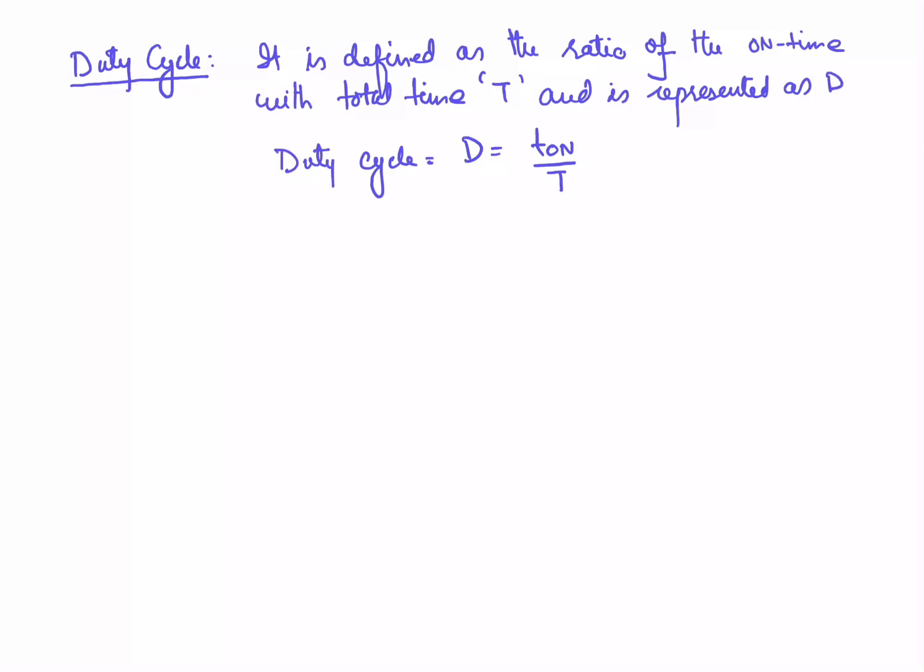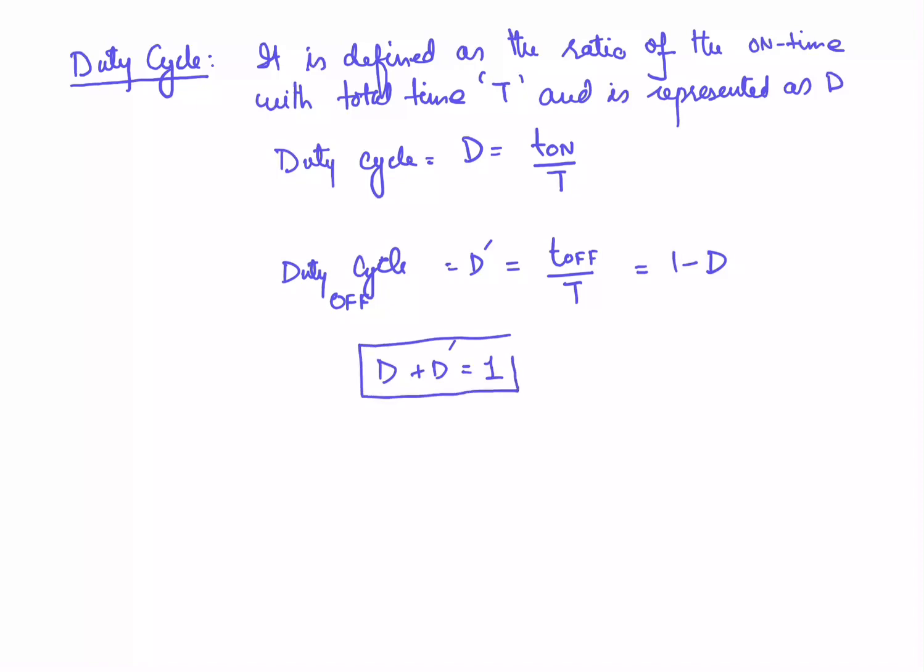Okay, so here is the definition of the duty cycle. It is defined as the ratio of the on time to the total time and is represented as D. So duty cycle is equal to T on by T, that is the on duty cycle. And if I talk about the duty cycle of the off interval, that is represented as D prime, and that is equal to T off over the total time, and that will be equal to 1 minus D. And we have seen that D plus D prime is equal to 1. The total duty cycle can be equal to 100%.